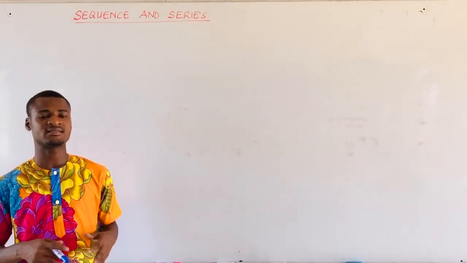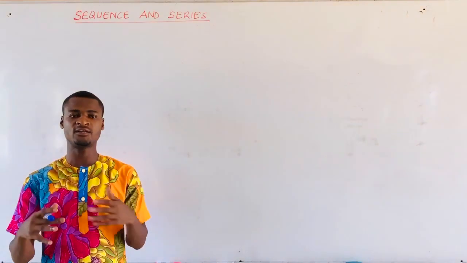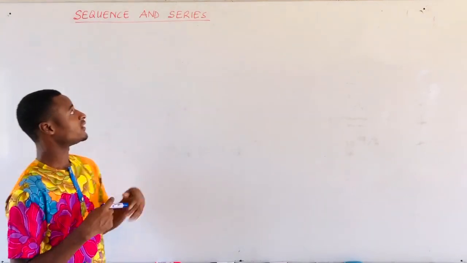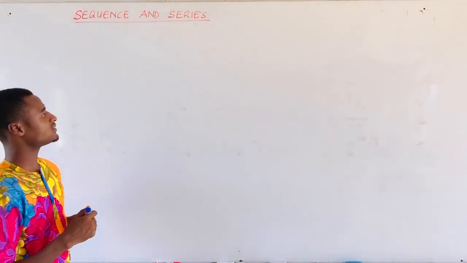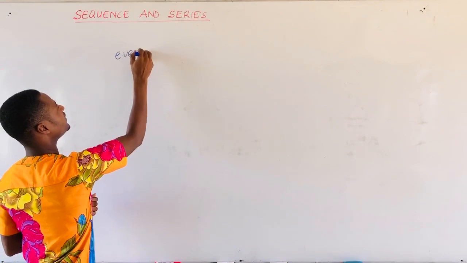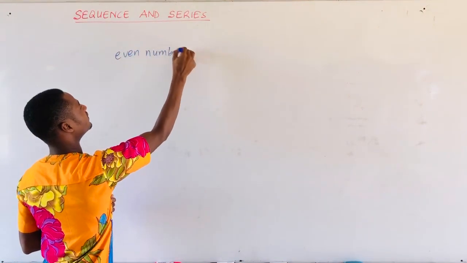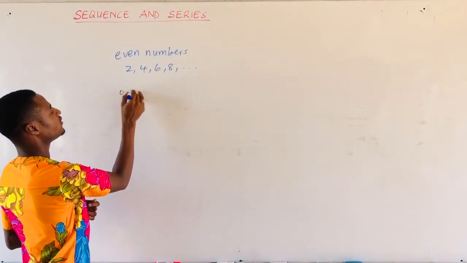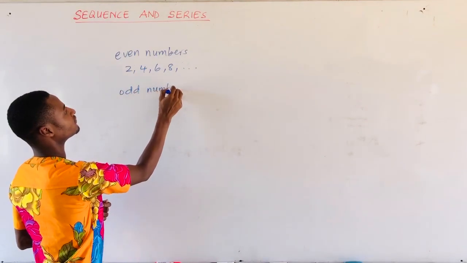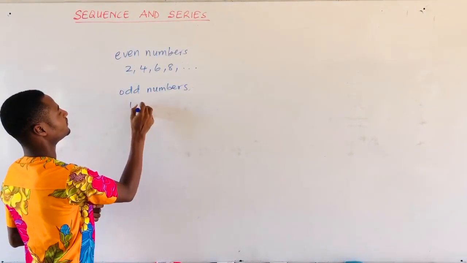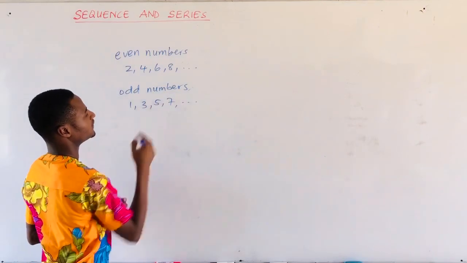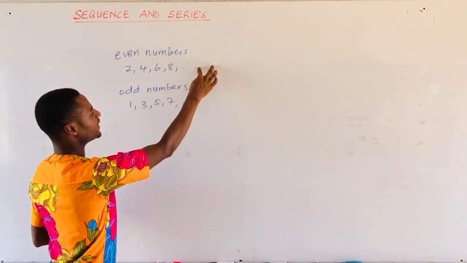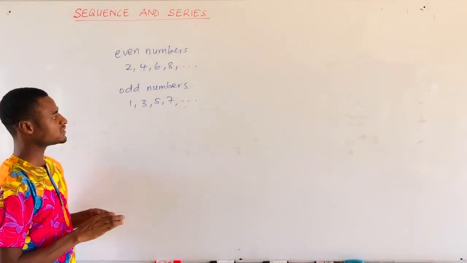A sequence is a set of numbers that follow a given order, and a series is a sum of a given sequence. Now there are so many sequences of numbers. For example, we can have even numbers which start from 2 and follow up as follows. We can also have odd numbers. This set of numbers can be continued because it is following a certain pattern, and it is the same for the set of odd numbers.